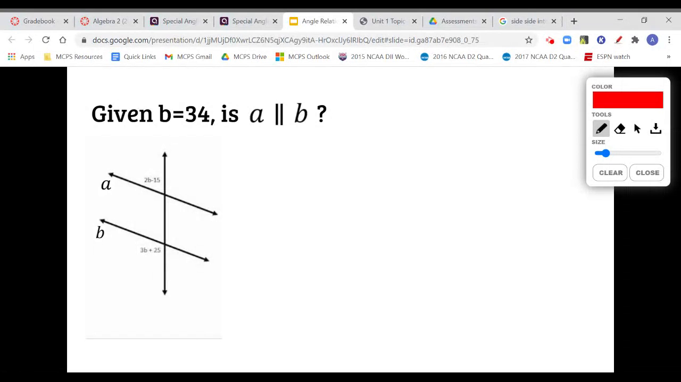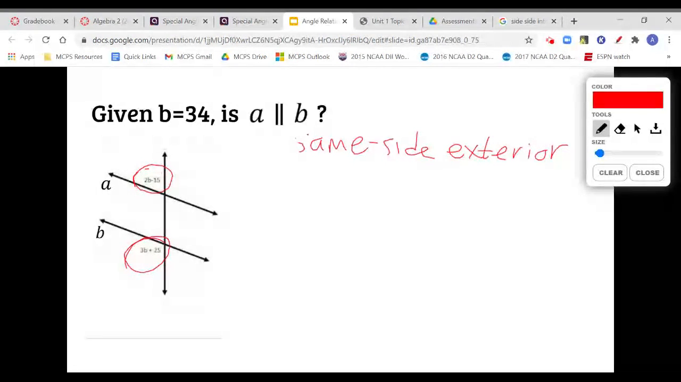So I have two angles here. This one is 2B minus 15. This one is 3B plus 25. I apologize that those are so small. Hopefully you can see them. Okay. And I can see that those two angles happen to be same side exterior angles. Right? Same side because they're on the same side of the transversal, exterior because they're on the outside of the two lines that we're trying to prove if they are parallel or not.